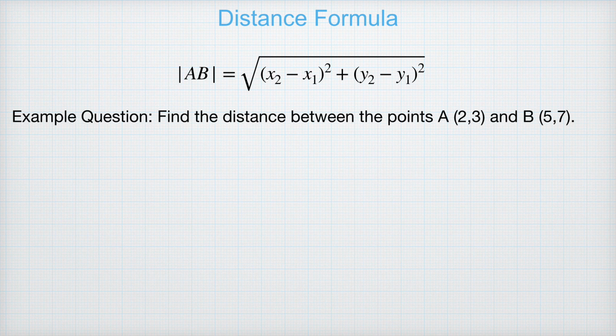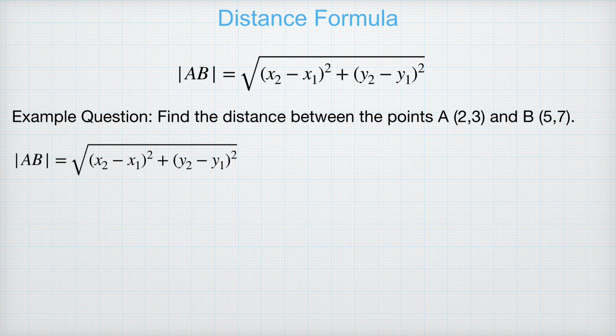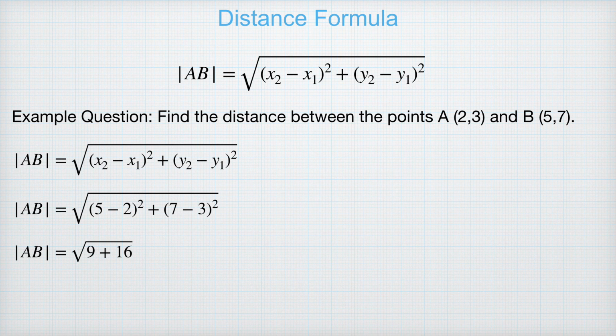Example question. Find the distance between the points A(2, 3) and B(5, 7). Using the formula, the distance from A to B is equal to the square root of (x2, which is 5, minus x1, which is 2) all squared, plus (y2, which is 7, minus y1, which is 3) all squared. We must now simplify to give the square root of 9 plus 16. Our final answer, the distance from A to B, is 5 units.